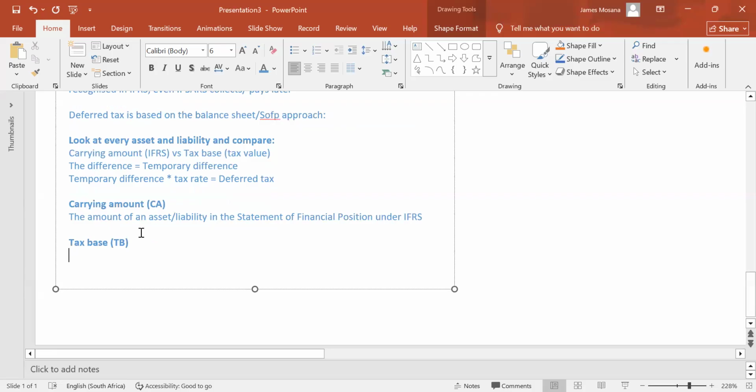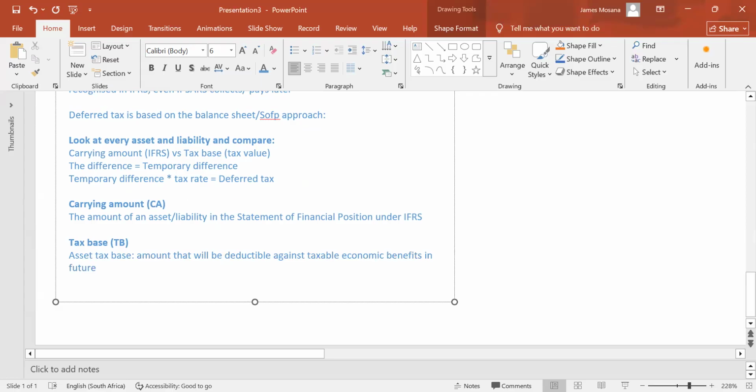So now with regards to tax base, the asset tax base is the amount that will be deductible against taxable economic benefits in future when the asset is recovered.